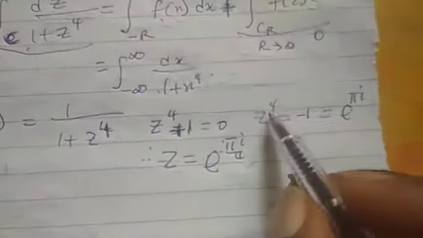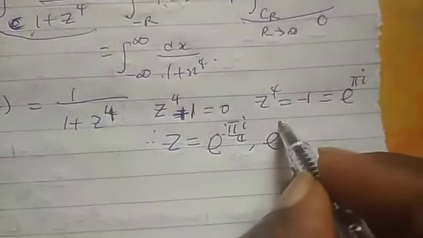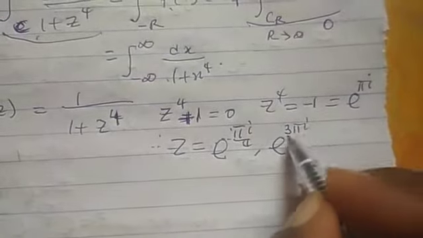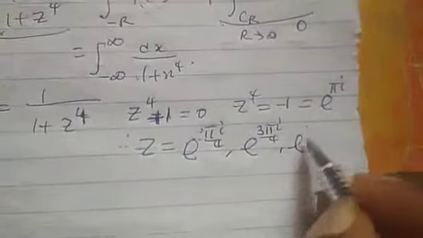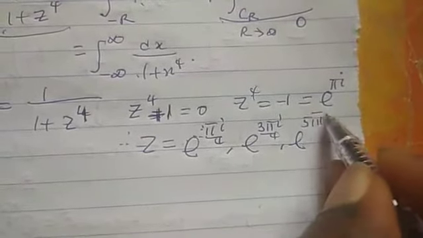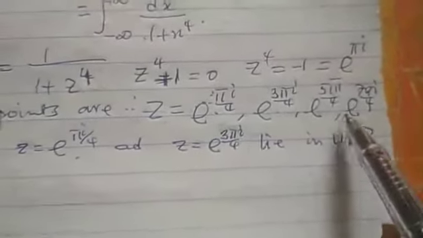Not only this, because we have power of 4 here, that means there should be 4 roots. So the next one will be 3 pi i over 4. They are in odd form. The next ones are 5 pi i over 4 and 7 pi i over 4. So we can now write the singular points, but only the first two lie in the upper half plane.